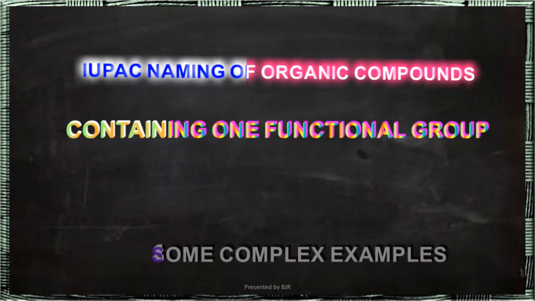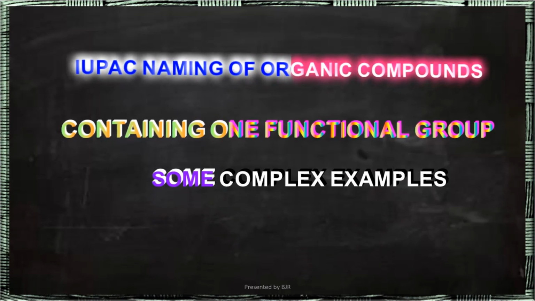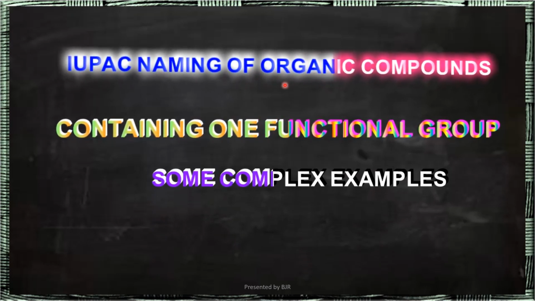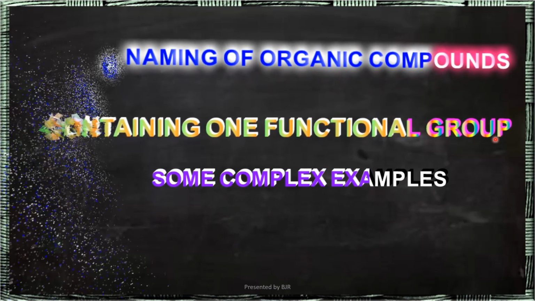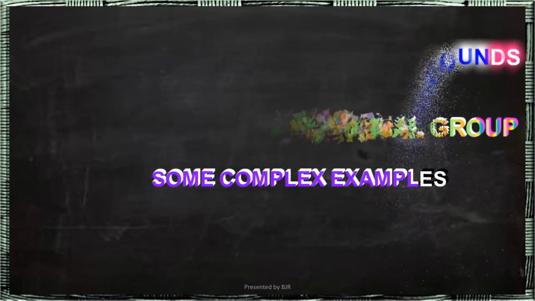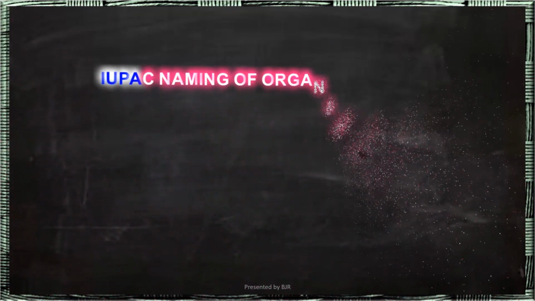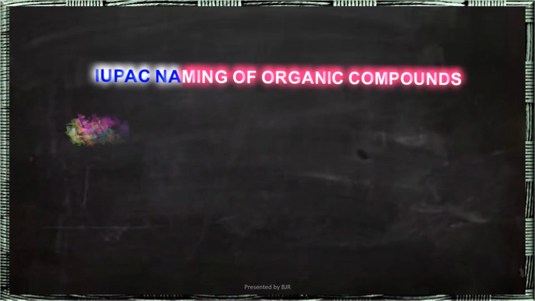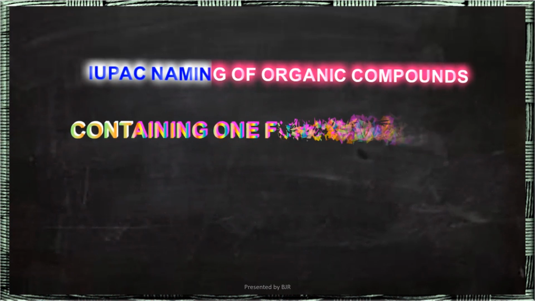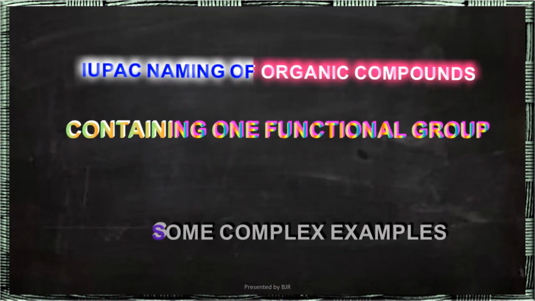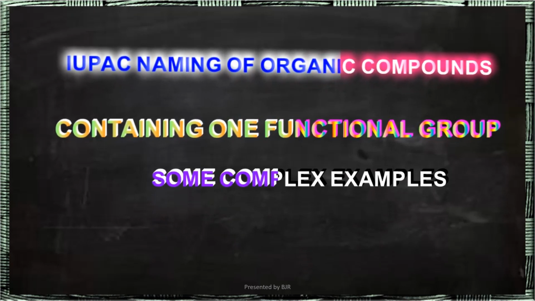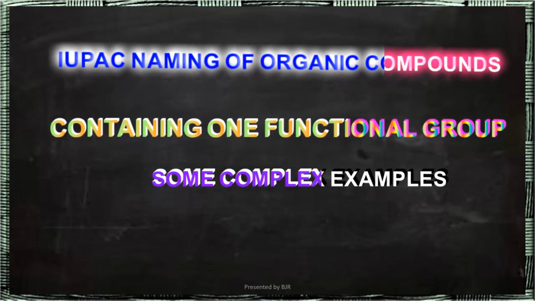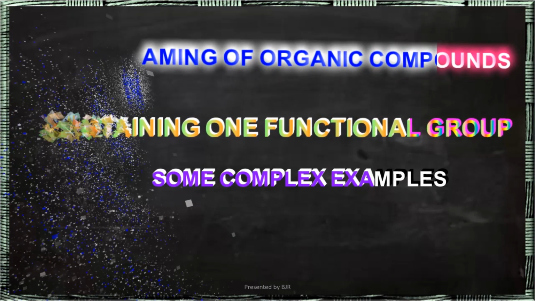In our previous two videos, we explored the fascinating world of IUPAC naming of organic compounds containing one functional group. Today we are diving even deeper into the realm of complex examples. Get ready to expand your knowledge and take your organic chemistry skills to the next level. So without further delay, let us jump right into our first challenging example.